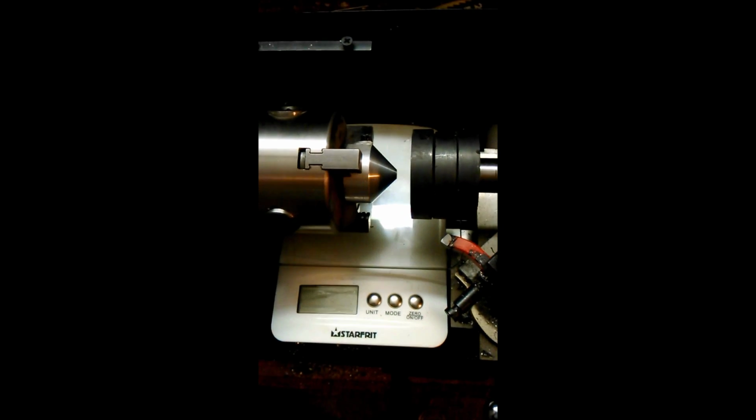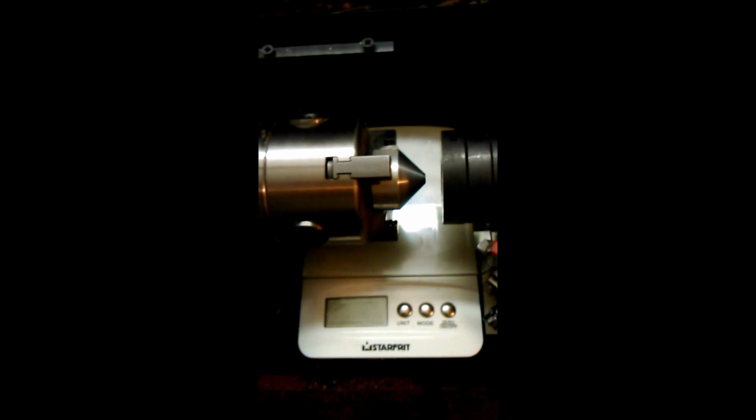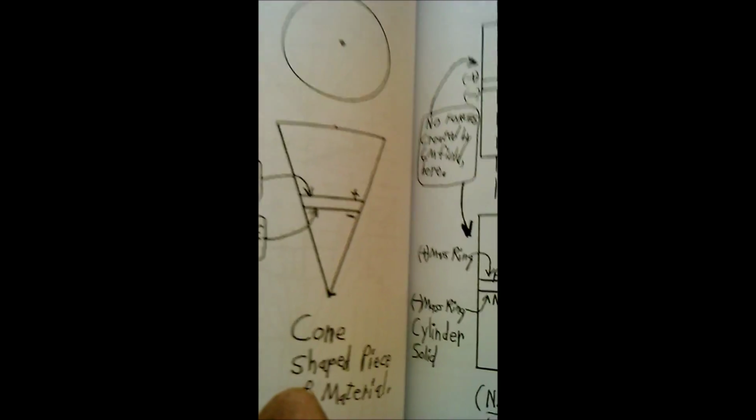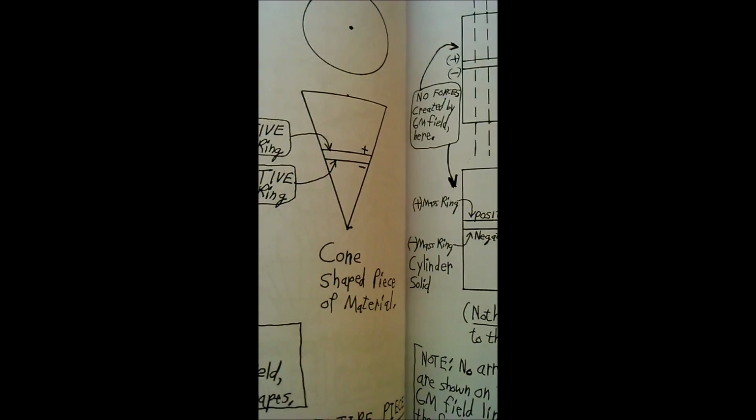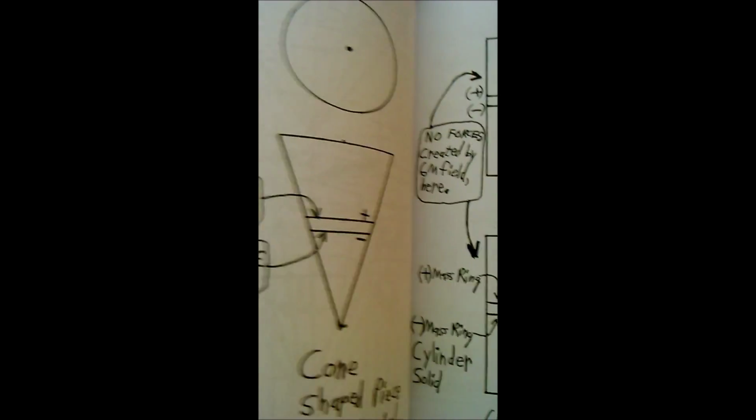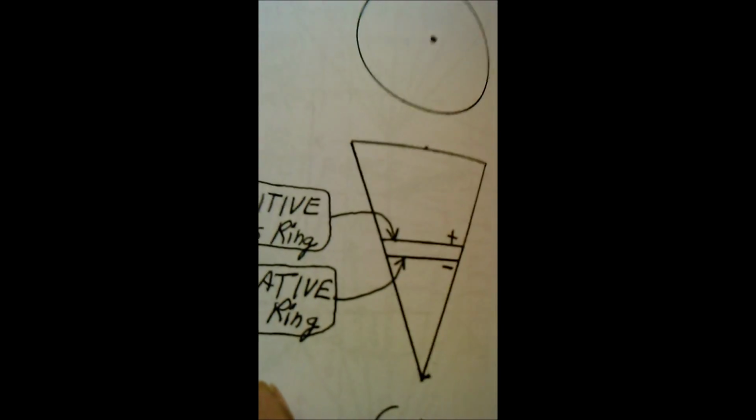But I'll just open up the book to the page here before I do a demonstration. So here are some of his drawings on page B70, and he's showing that with the cone, the gravitomagnetic lines of force cause the separation of the negative and positive mass rings in a spinning cone, compared to just a cylinder.